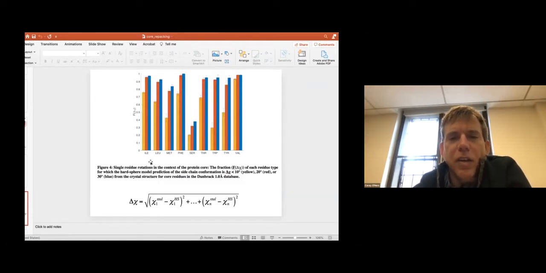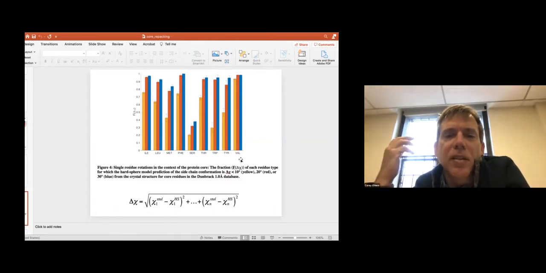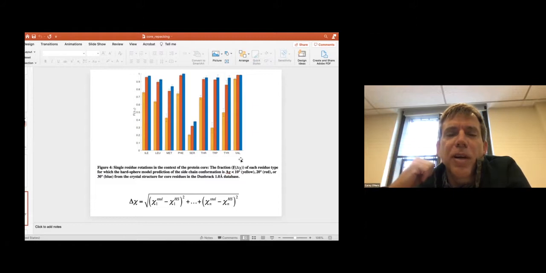So you can see that for most residues, isoleucine, leucine, phenylalanine, threonine, tryptophan, tyrosine, and valine, we're all getting very accurate results. 90% and most of the time 95% or above success for being able to predict the sidechain conformation. But there are two notable exceptions.